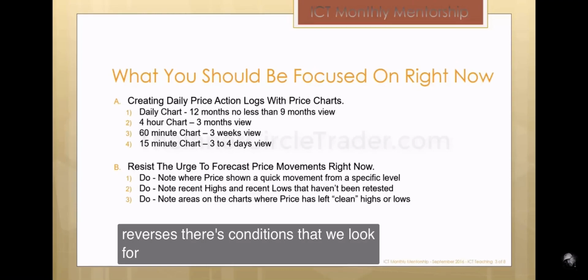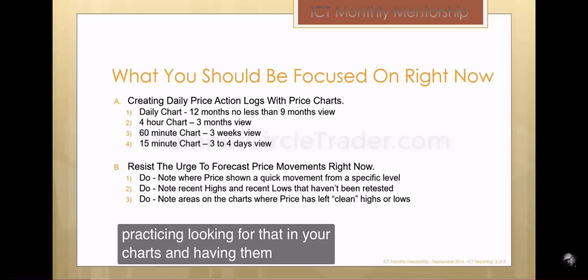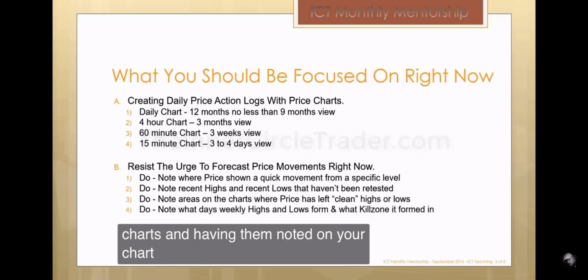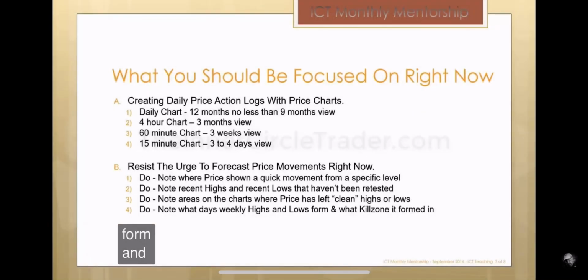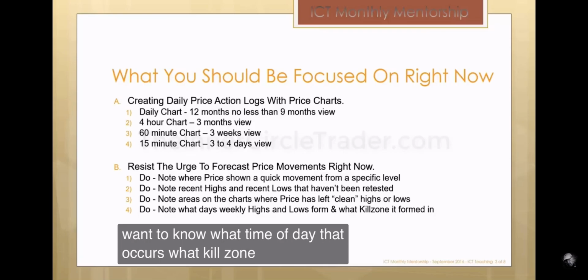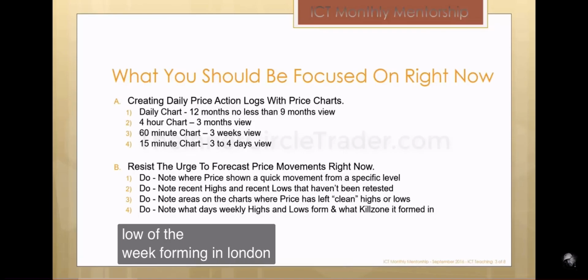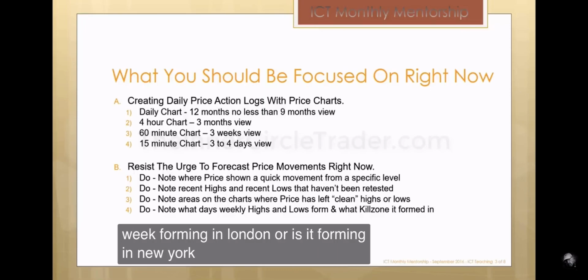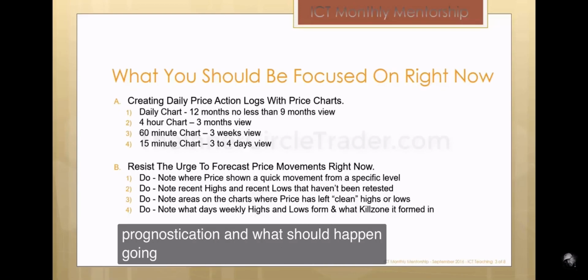There's conditions that we look for to frame all that, and you will know when to expect the specific conditions. But for now, I want you to start practicing looking for that in your charts and having them noted on your chart. Note what days the highs and the lows form, and this is for the weekly range, and you want to note what time of day that occurs, what kill zone. Is it the high and low of the week forming in London, or is it forming in New York? Because all those things are going to lend well to prognostication and what should happen going forward.